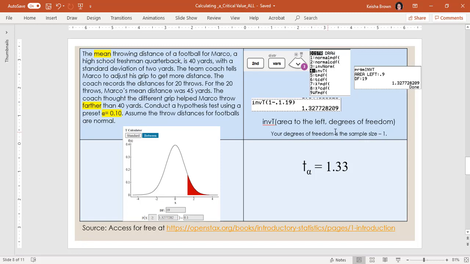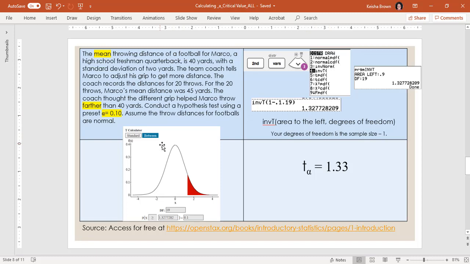And your degrees of freedom is your sample size minus 1. Here, they threw for 20 throws, so 20 minus 1, that's where our 19 comes from. So our symbol is T sub alpha. Your T is positive because you're on the right side of your graph. Here, your T scores are positive, and that value is 1.33.